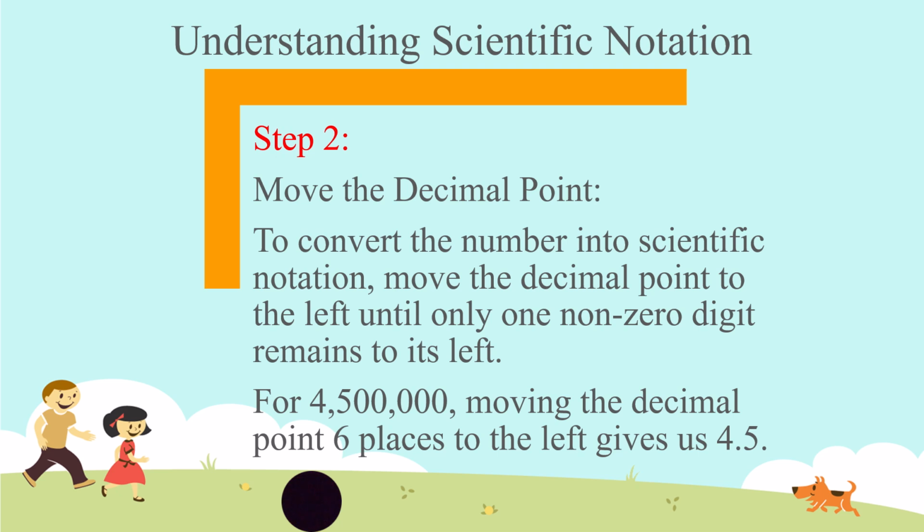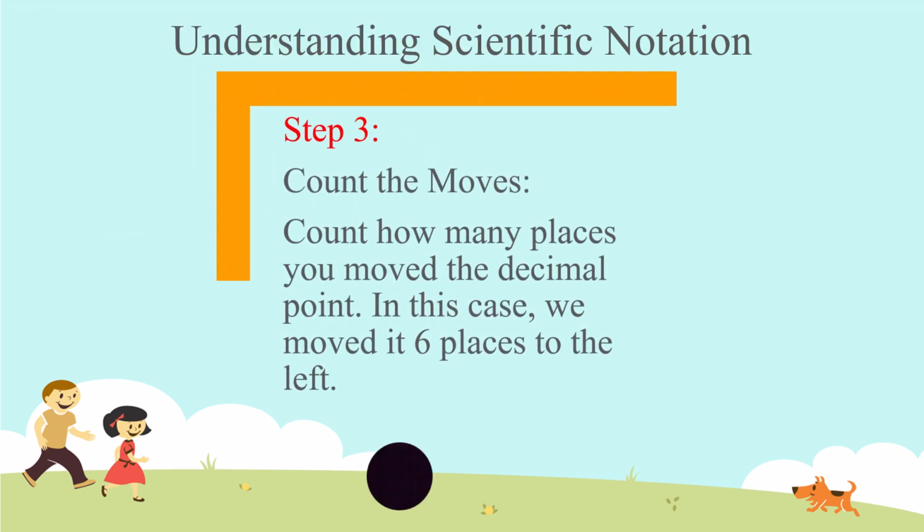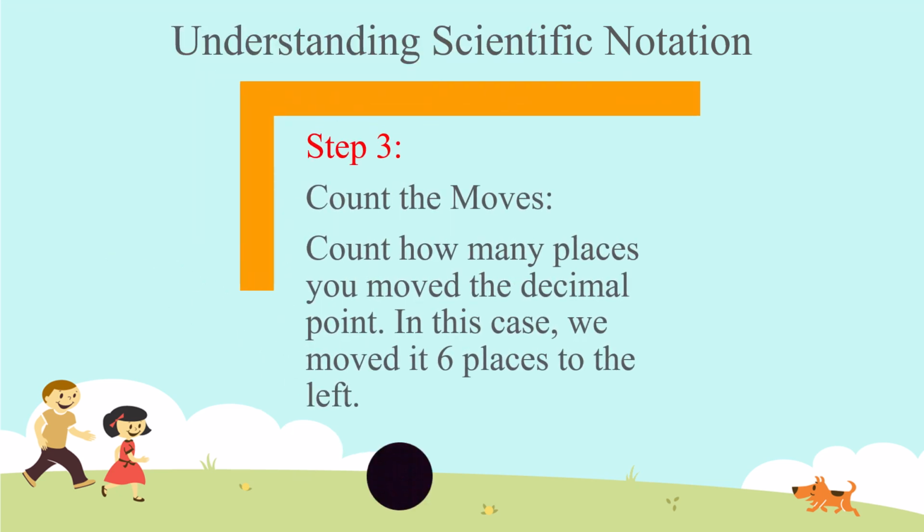4,500,000. Moving the decimal point 6 places to the left gives us 4.5. Step 3. Count the moves. Count how many places you move the decimal point. In this case, we moved it 6 places to the left.